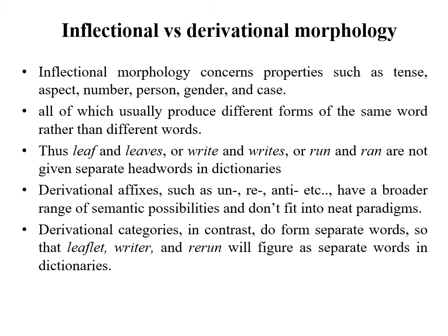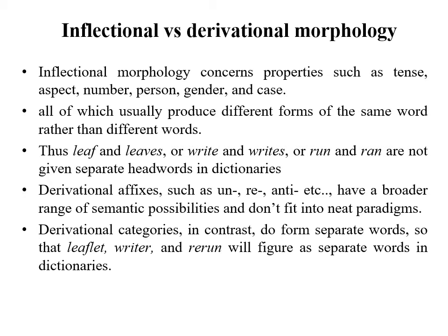So what is the basic difference between inflectional versus derivational morphology? Inflectional morphology concerns properties such as tense, aspect, number, person, gender, and case, all of which usually produce different forms of the same word rather than different words. Thus, leaf and leaves, write and writes, run and ran are not given separate headwords in the dictionary because you can change them according to need.